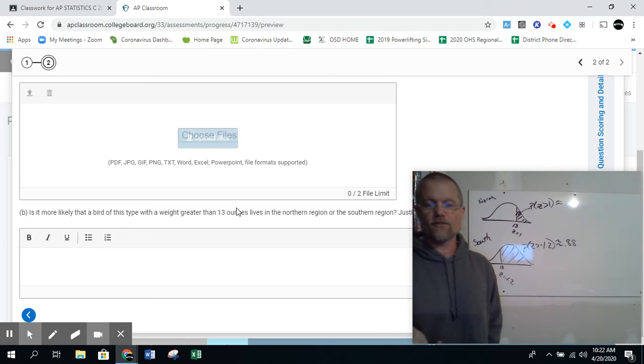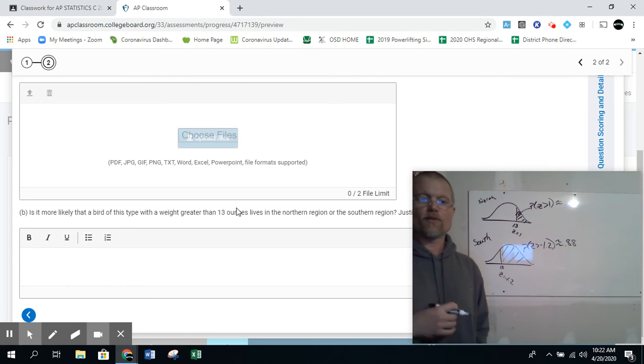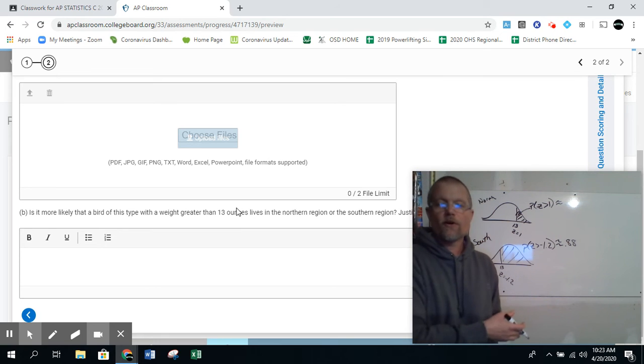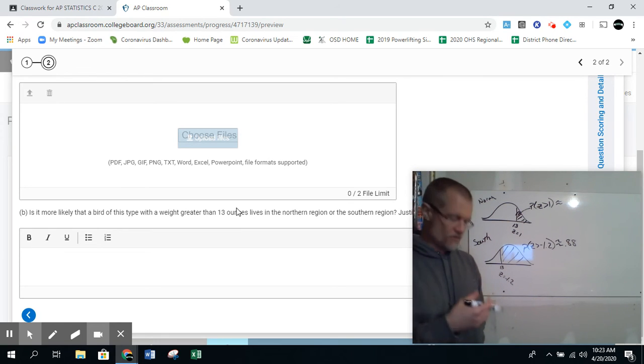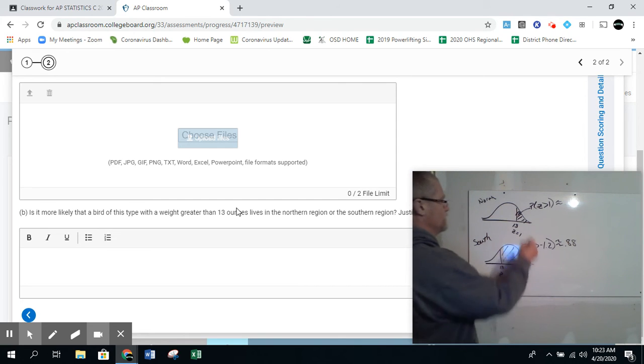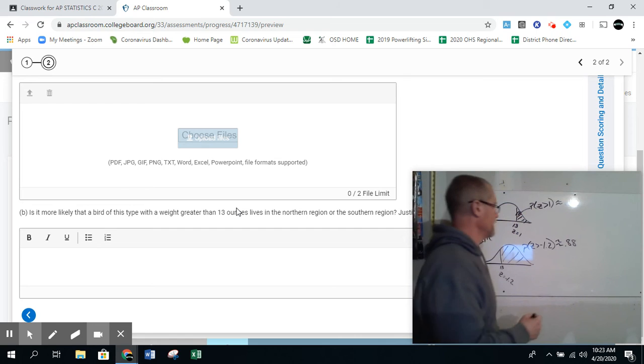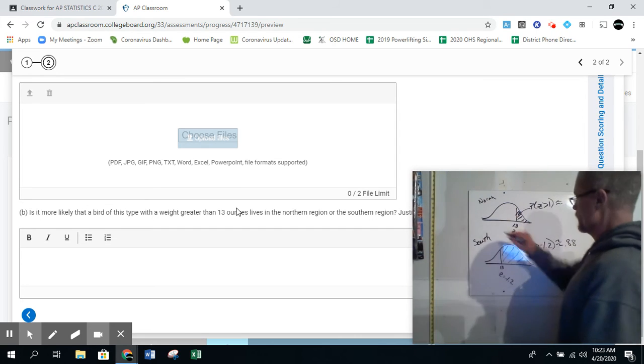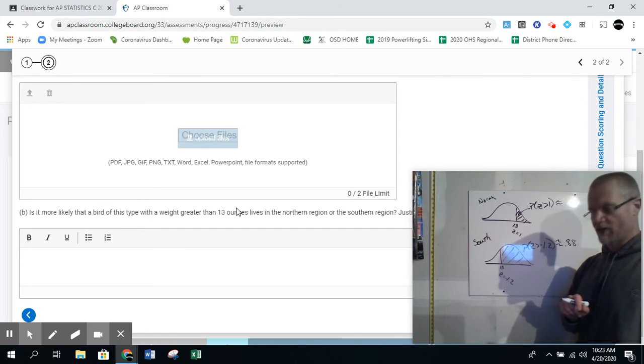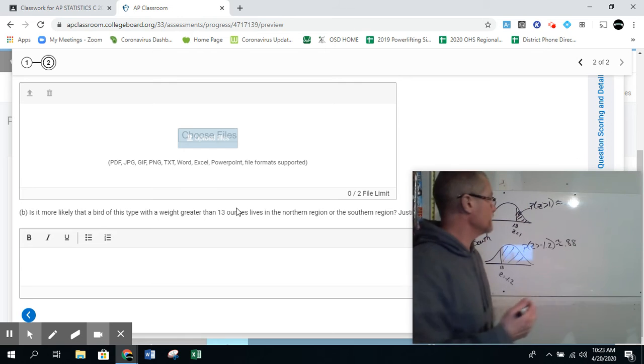I think just a lot of people didn't see greater than, or you thought farther away from the center than. A lot of people thought, well, 1.2 is further away from the center than 1, so then this bird's more common in the north. No, greater than. So correct, a 13-ounce bird is more common in the north, but a greater than 13-ounce bird is more common in the south.